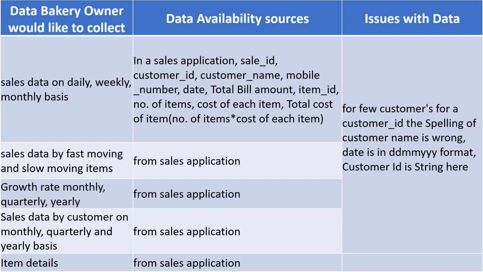Now, with these issues, Mohan feels yes, he can fix all these things and provide the bakery owner the requirements he has. Now, how does Mohan go about working on the data to give the proper requirements?